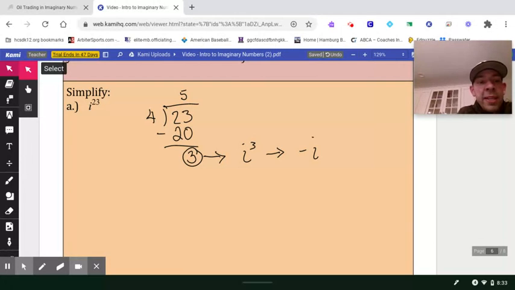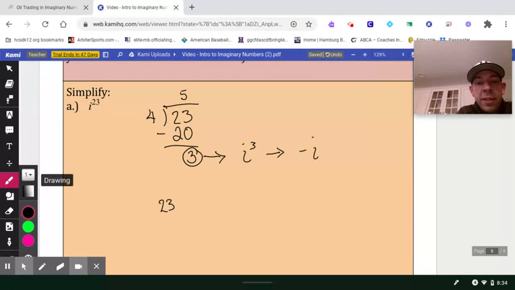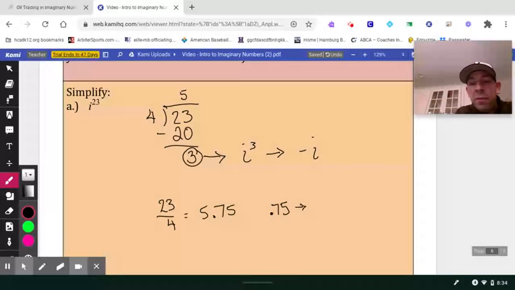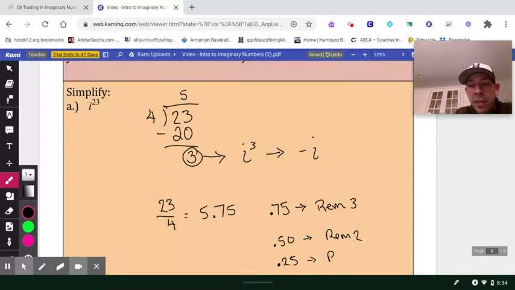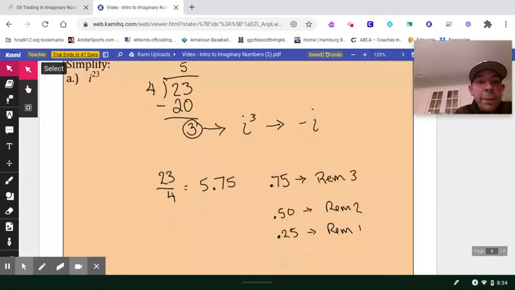Now, if you had done that on your calculator, let's say you did 23 divided by 4, you would have got 5.75. So that 0.75, anytime you get a something 0.75, that's equivalent to a remainder of 3. If you used your calculator and you got like a 0.5, of course, that's a remainder of 2. If you get 0.25, that's going to be a remainder of 1, right? And again, it just tells you where you're going to land on that wheel.